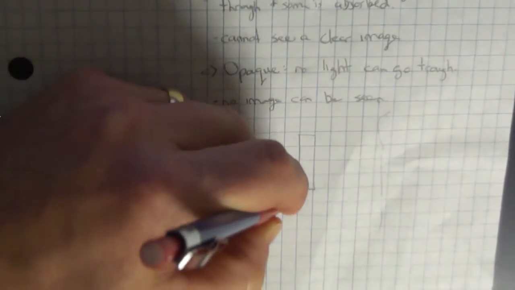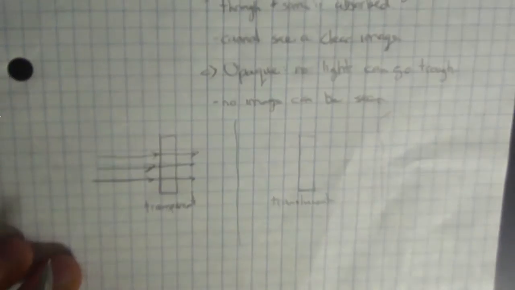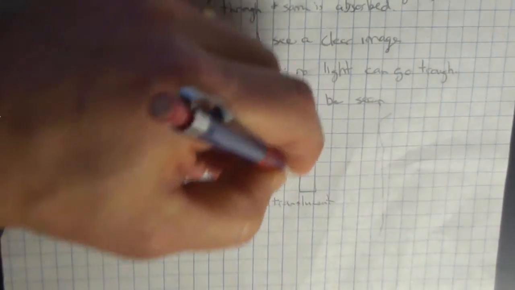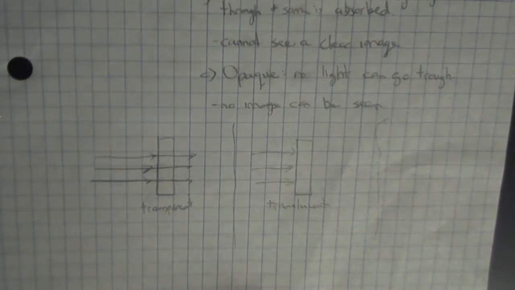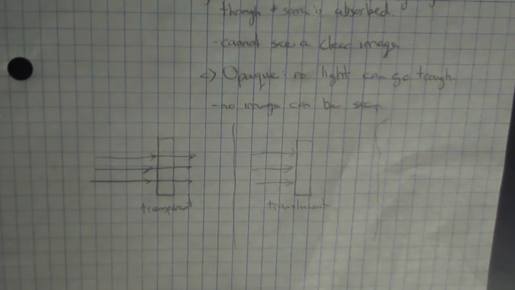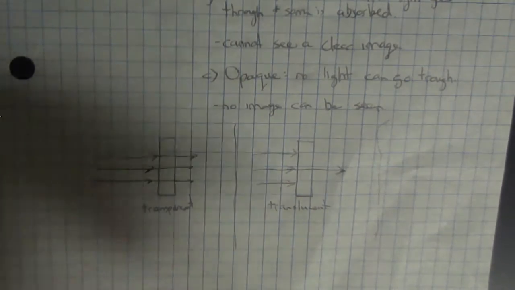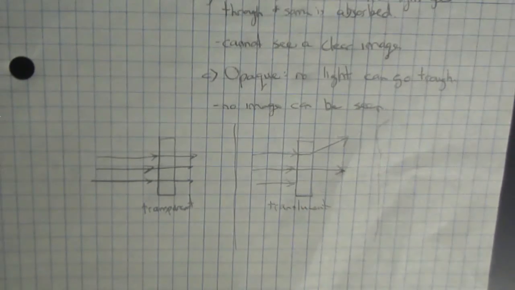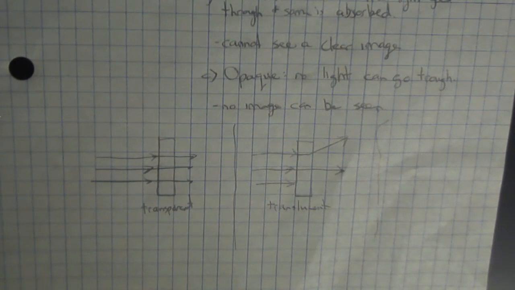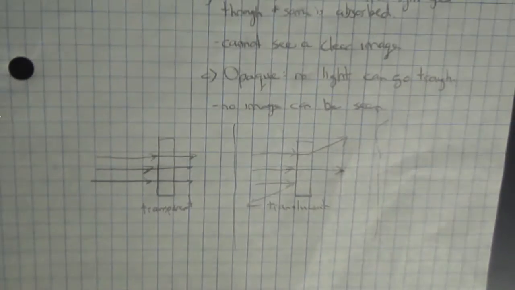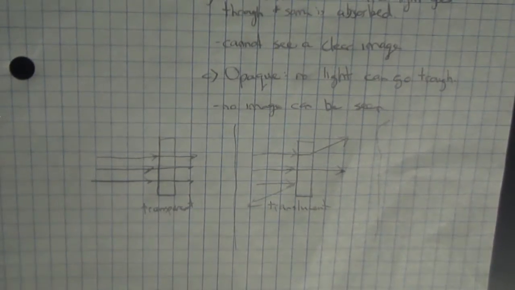If this one here is translucent, and I've got some rays coming in, what are the possibilities? Some will go through. We'll have one go through like this. I'm going to have one go through and go off on an angle, because sometimes it can be deflected. That's why we can't see a nice clear image. And then I'm going to have one come back like that. They just don't all go through nicely.